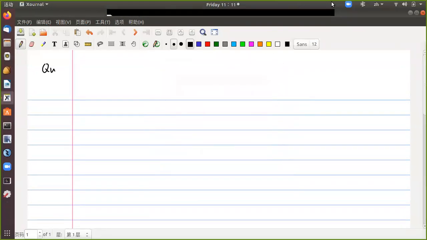Okay. So this part is called quantum constraint anomaly. And this is basically some properties of the previously defined quantum constraint operators.